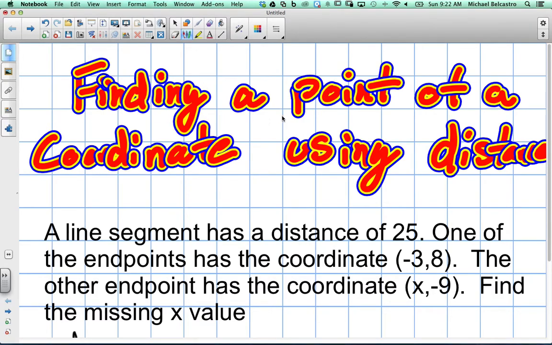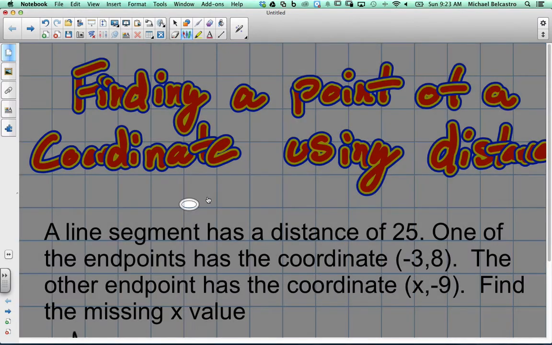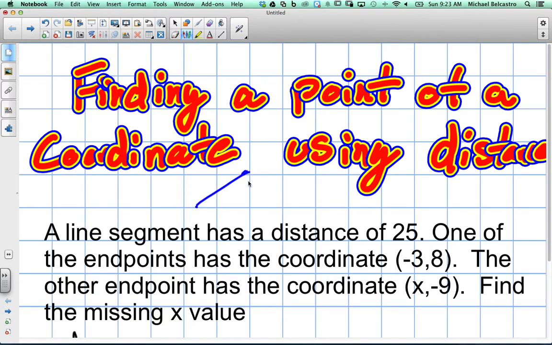We're going to be looking at finding a point of a coordinate using the distance formula. So here's our question. We'll read through it and then I'll try to make sense of it. A line segment, okay, it needs to be a line segment because it needs to have a starting and ending point to actually have a distance to it. Otherwise, lines are essentially infinite. A line segment has a distance of 25.